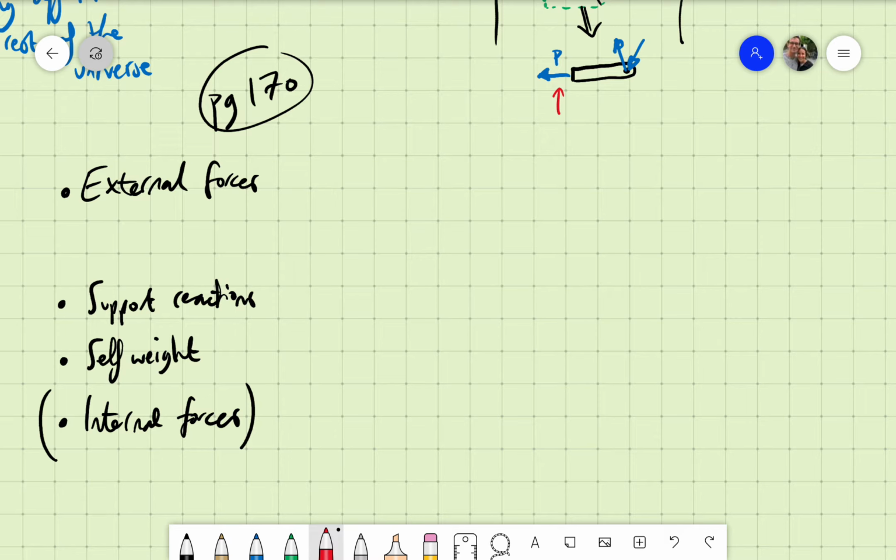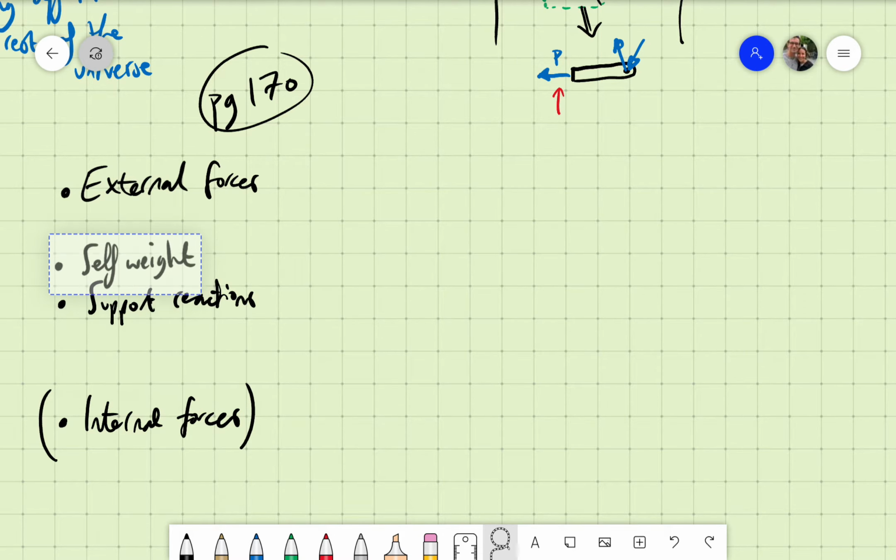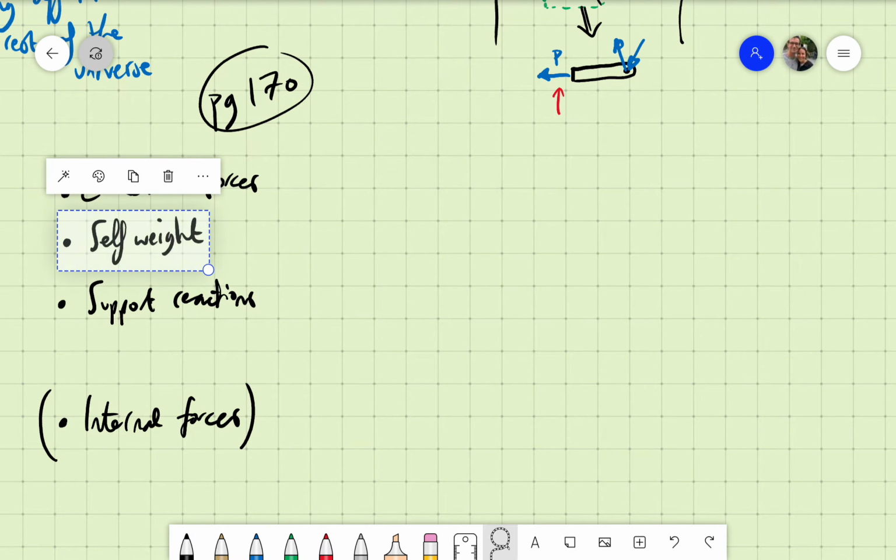I'm also going to do this. I think in your sequence of doing this, you should do self-weight first. Well, sorry, I should say second, before you do the other things. Support reactions is then third in the sequence, after you've accounted for external forces and self-weight. So I just sort of disagreed slightly with his order.